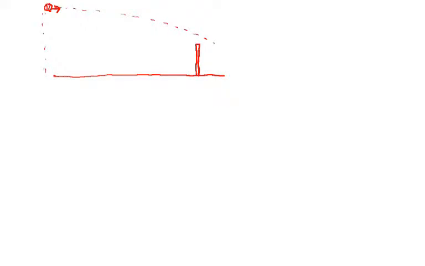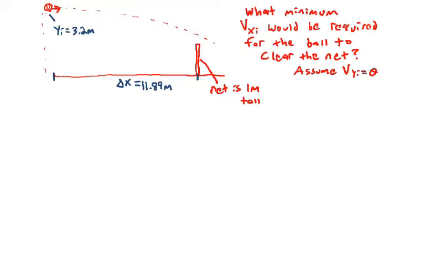So let's take a look at this situation. Let's say we have a serve, and this tennis ball is being hit perfectly horizontal, and the height of the ball is 3.2 meters. The distance from the line to the net is 11.89 meters, and so the question is, what would be the minimum velocity required for the ball to clear the net? And again, we'll assume that Vy initial is 0 because it's all just in the x velocity starting out. So you're going to look at the x problem, y problem. Why don't you pause the clip and see if you can determine the initial x velocity required.